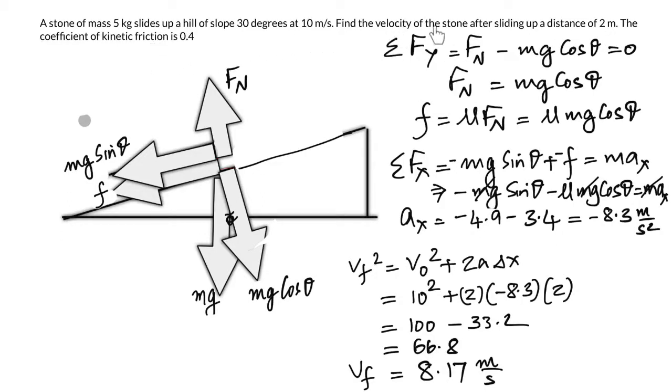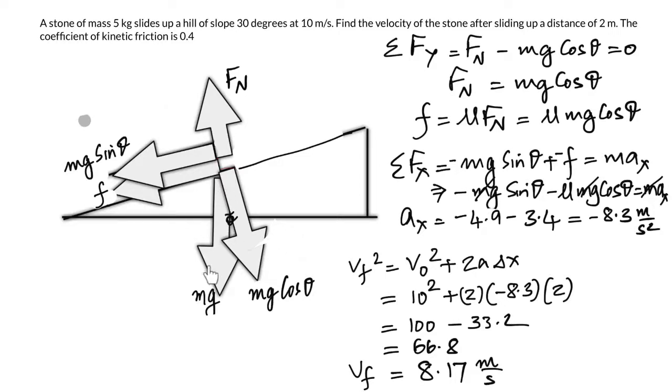And you have to find the velocity after a distance of 2 meters. So it's not actually stopping, but you have to find the velocity after it goes up by 2 meters. And the coefficient of kinetic friction is given. You see the difference in this diagram now?